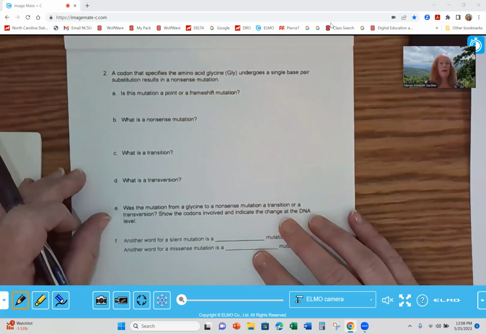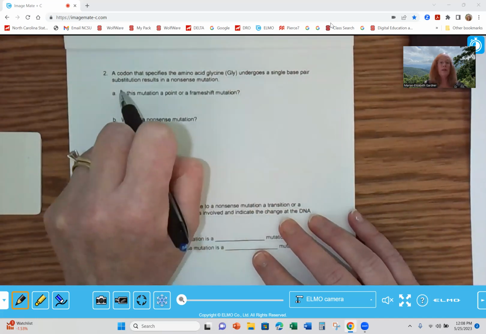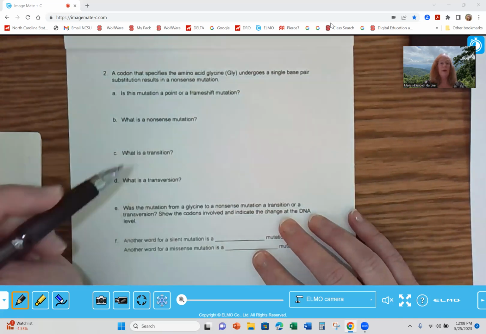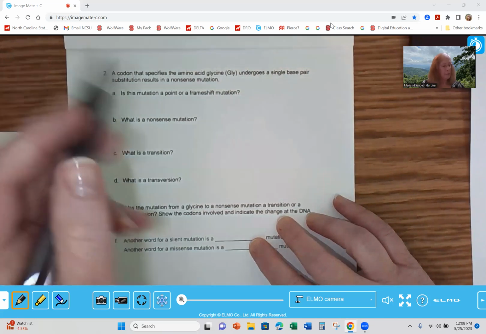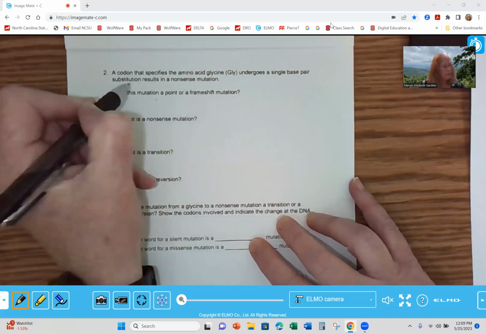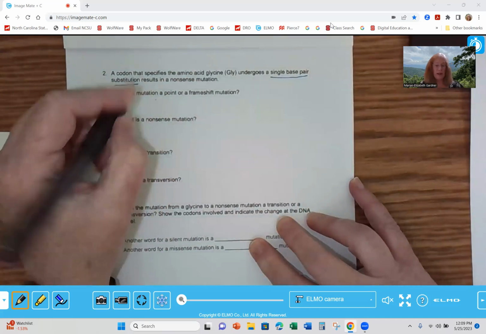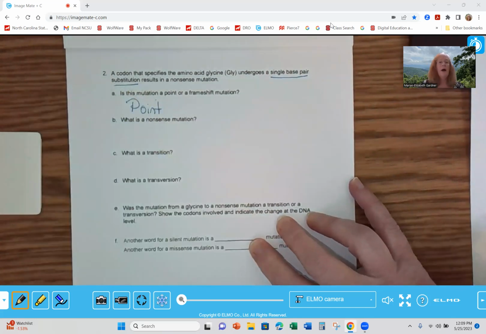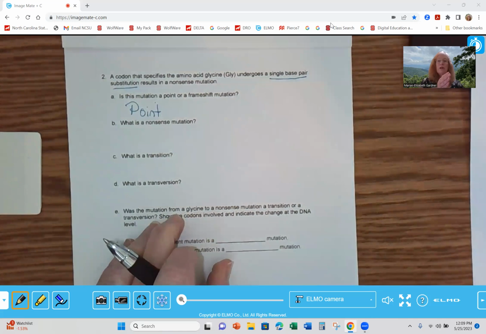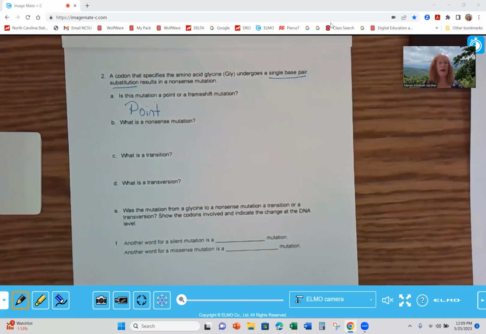A codon that specifies the amino acid glycine undergoes a single base pair substitution, resulting in a nonsense mutant. So we want to classify this mutation. Is it a point or a frame shift? Well, our clue here is single base pair substitution. That makes this a point mutation. Remember, a frame shift mutation inserts or removes a base pair from the DNA, whereas a point mutation substitutes one base pair for another.